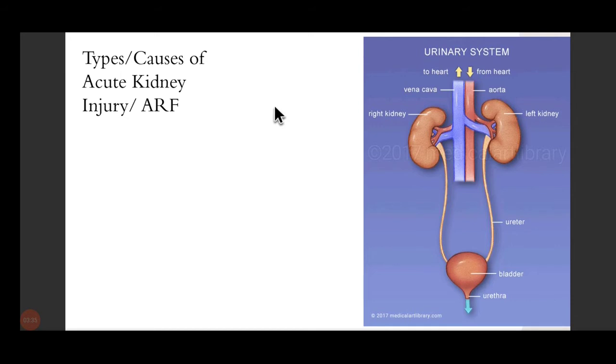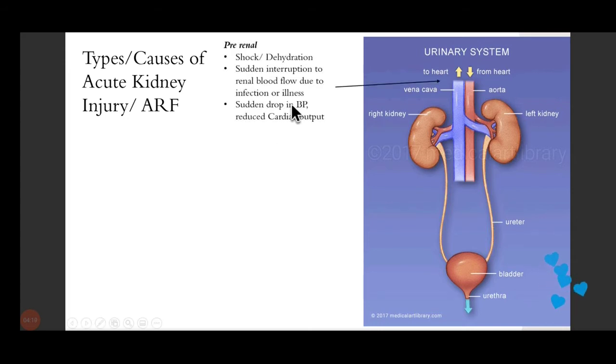Any guesses, any suggestions as to how do we classify acute kidney injury? You can type it down if you are listening and awake. I'm audible, right? So, anyways, I'll continue with the class.